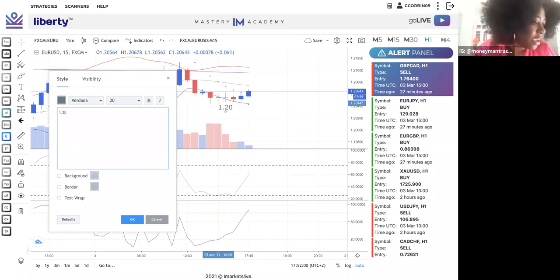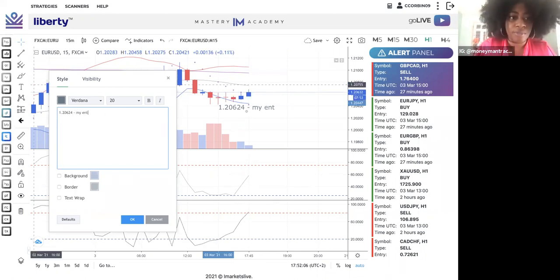So let's just say, again, my entry point was 1.20624. Remember your entry point, family. Remember your entry point. Now we set our TP, right? If you're going for a buy, your TP is going to be however many pips in that direction. You're going for a buy, you need your TP to be higher, right?